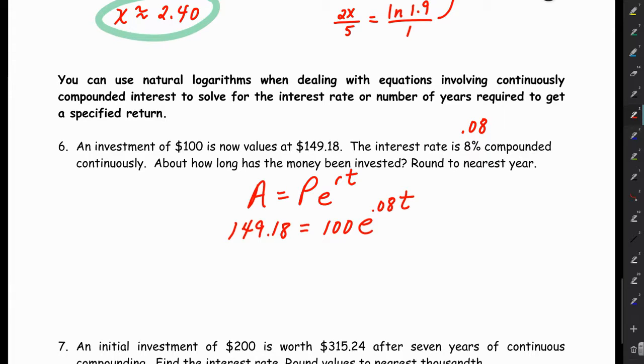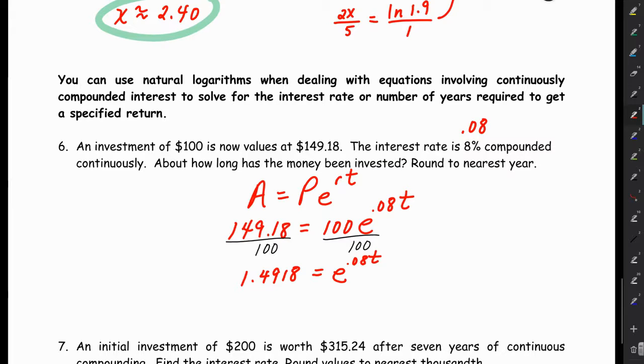All right, so just like in the previous problems, we isolate e first. The first thing that we want to do here is divide both sides by 100. So then on the left side of the equation, we end up with 1.4918, and over here, e to the 0.08t. Okay, that looks a lot better.